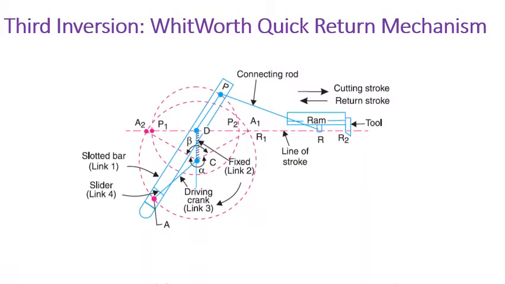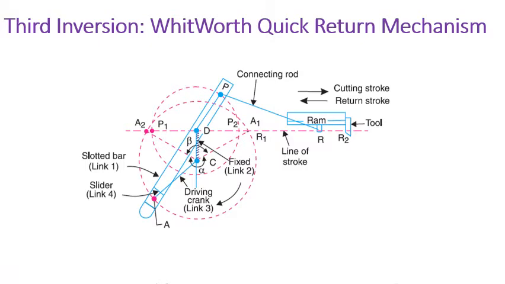So next, third inversion. The best example for this third inversion is the Whitworth quick return motion mechanism. This is another important type of quick return motion mechanism. This is the figure which represents the Whitworth quick return motion mechanism. It is used in a power hacksaw, in which we cut metal pieces.